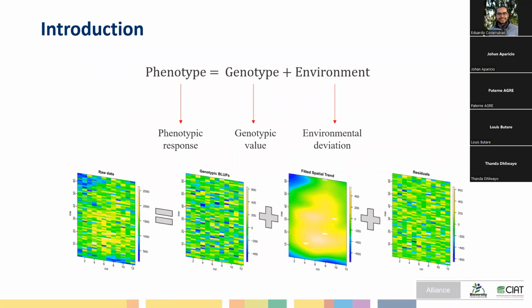This is just an example. Our phenotypic response is the raw data. And let's assume that this is, for example, a photo taken by a drone from the air. When we model the spatial variation and reduce the residual, we get at the end just the genotypic BLUPs or the BLUEs, let's say.